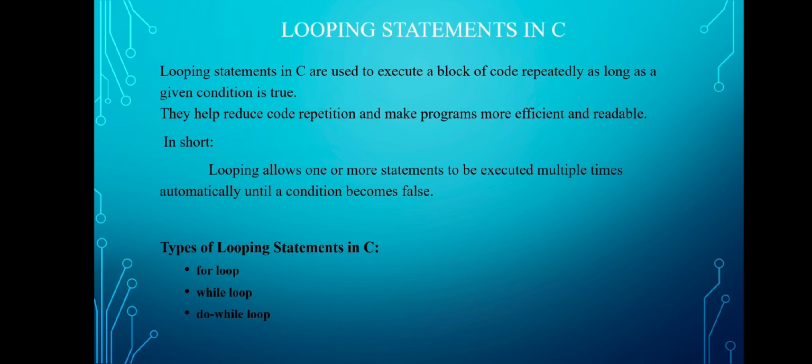Loops allow a block of code to repeat multiple times. This helps reduce repetition and makes the program more efficient. C has three looping statements. The first one is the for loop, the second one is the while loop, and the third one is the do while loop.